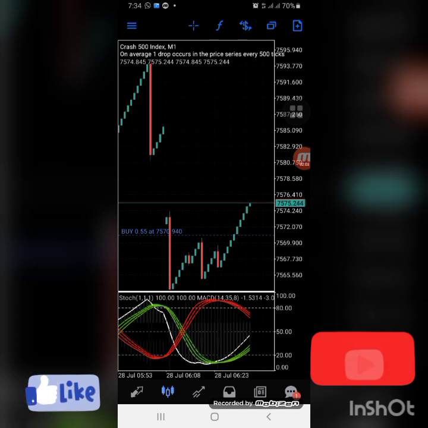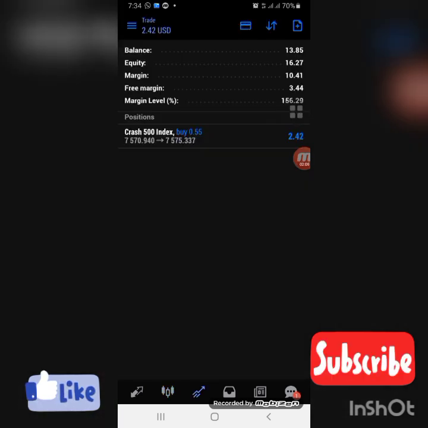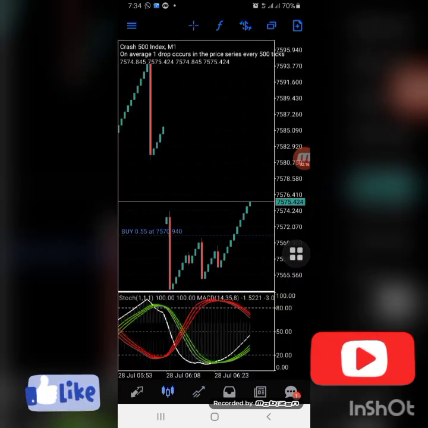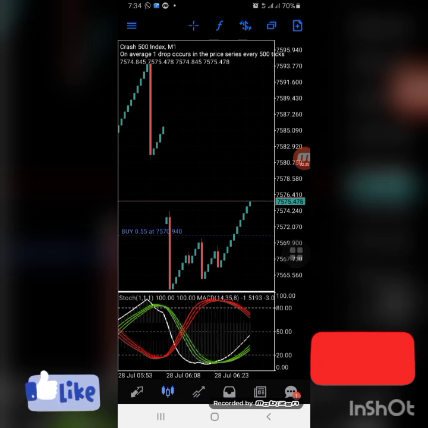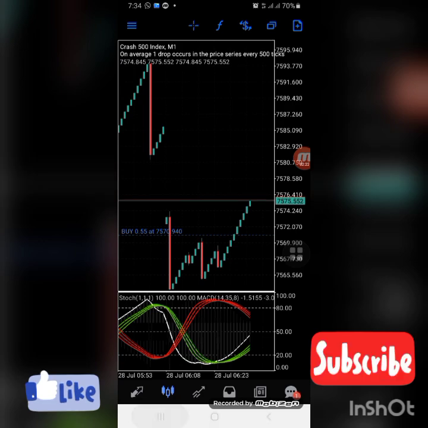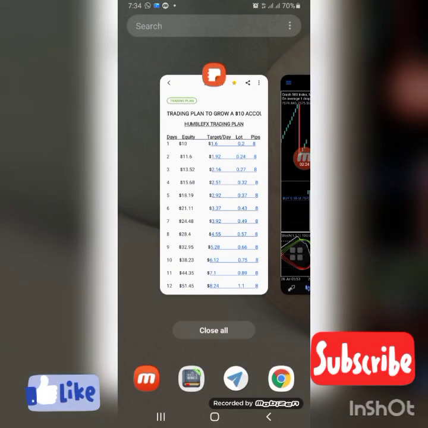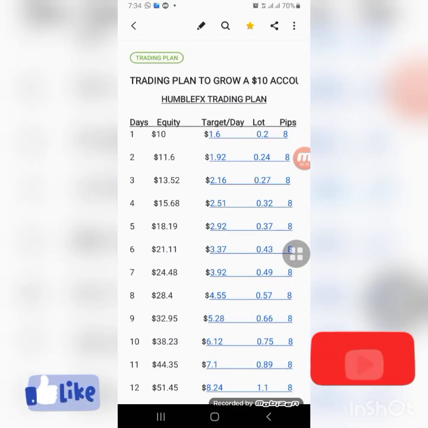Before we go ahead on this strategy, you will see I'm in that trade. I funded a $10 account so that I can do the plan that I'm telling you about. Before we dive into it, let me show you the plan so I can see if you will be joining the plan. Here is the plan, guys.